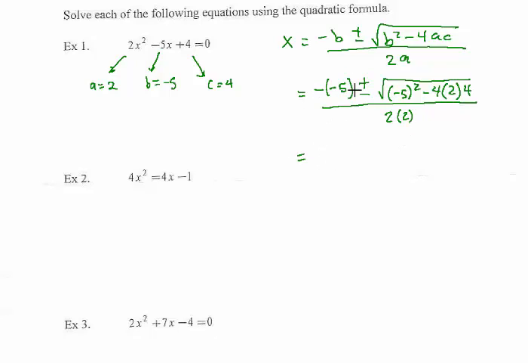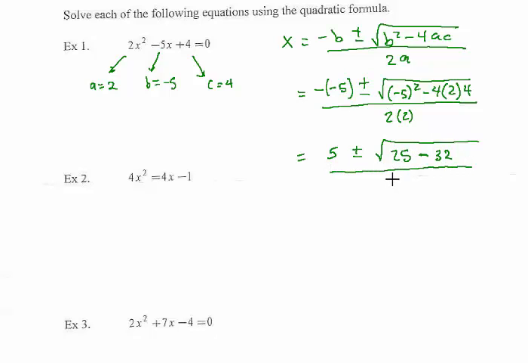Okay, we'll work on a piece at a time. One thing we can fix in this next pass is the minus minus. We can just call that a plus 5. Inside the radical, we'll square the b, which is a positive 25. We'll multiply the 4ac, which would be 8 times 4, 32. And there was only one minus associated with these 3 numbers, and so this is going to be a minus 32.